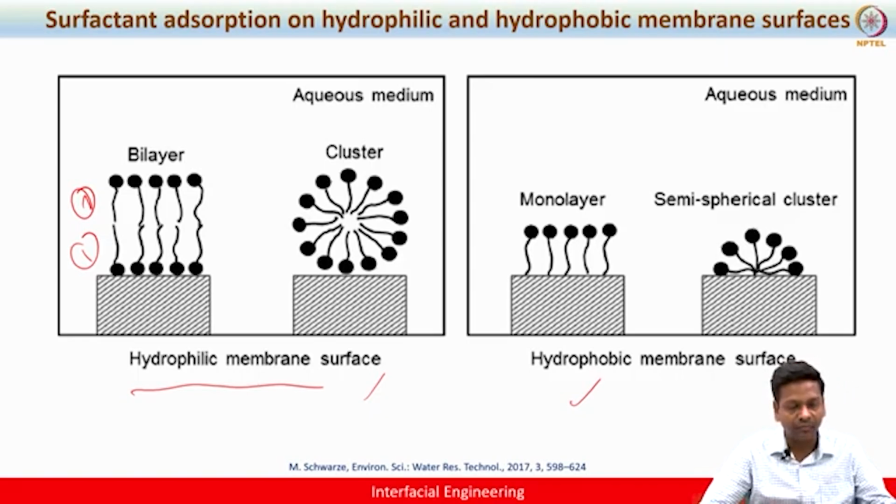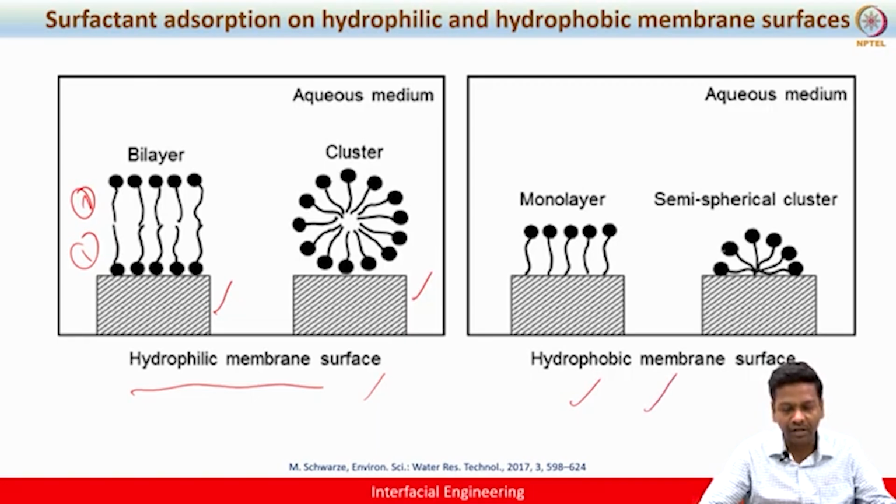So the favorable arrangement will be a bilayer arrangement on the membrane surface. In this way, the surface of the membrane will be clogged, and it will hinder the process of transport. This is one mechanism. The other mechanism is that sometimes there can be clusters. Micelles can also get attached to the surface through hydrogen bonding, so in this way also you can expect hindrance.